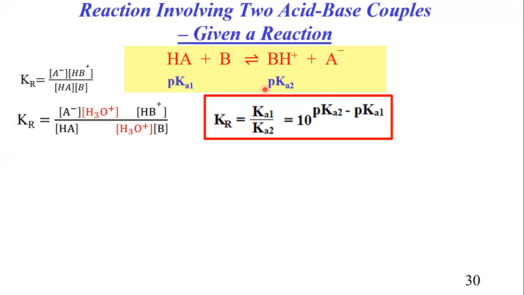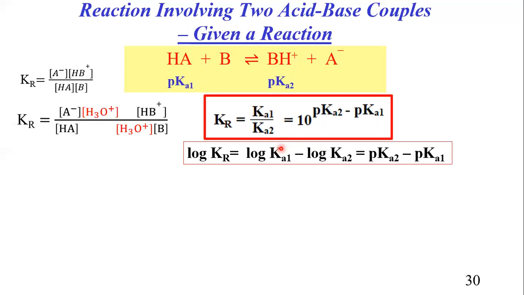And just so you know, this always holds. If you go to a reaction and you look at the reaction as written, look at the acid on the reactant side, and then the Kr is the Ka of the acid on the reactant side divided by the Ka of the acid on the product side. And that always is correct.